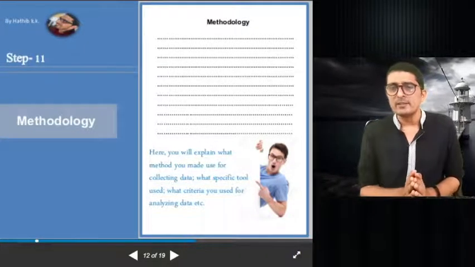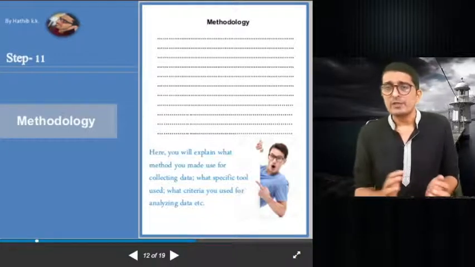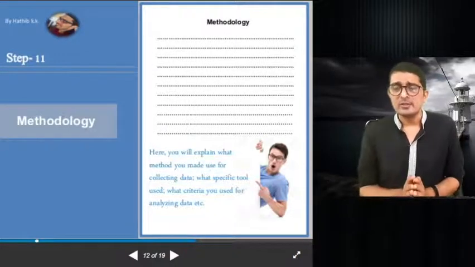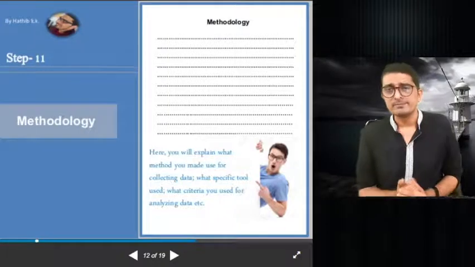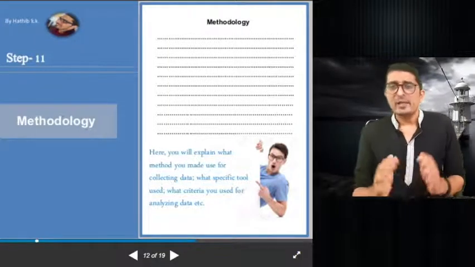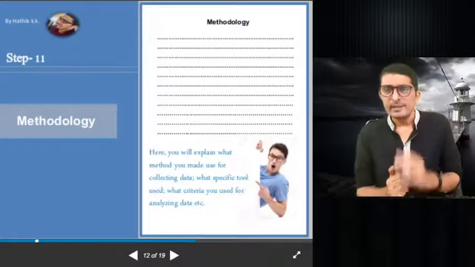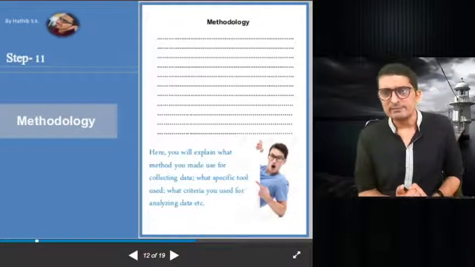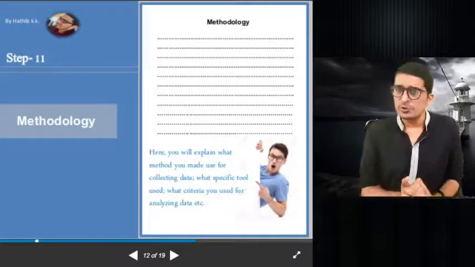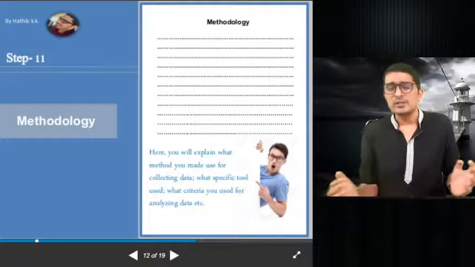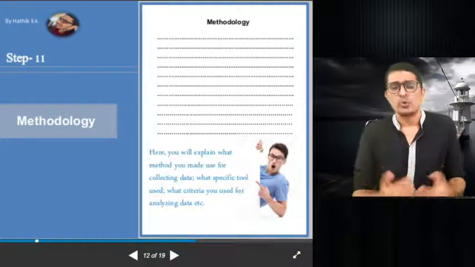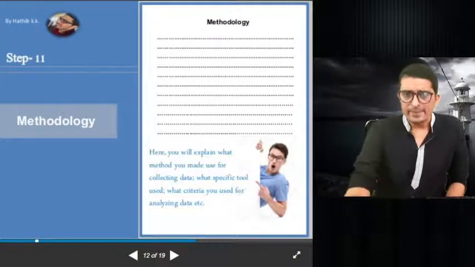For example, I use survey method for collecting data for my study. I have selected 100 people as the sample. Then I prepared a questionnaire and I distributed this questionnaire to these 100 people and so on. So this is methodology page.